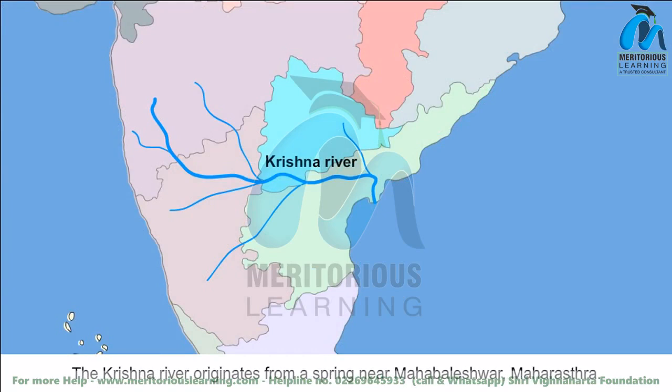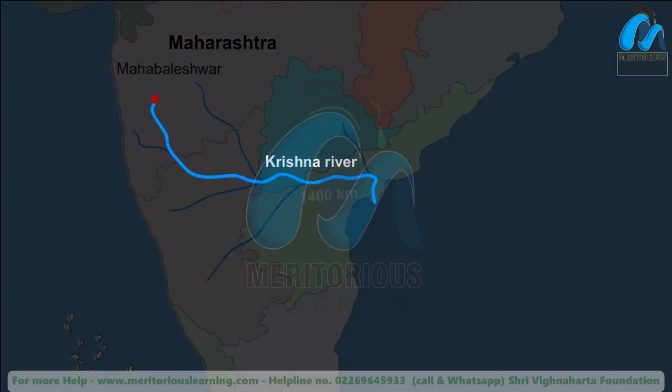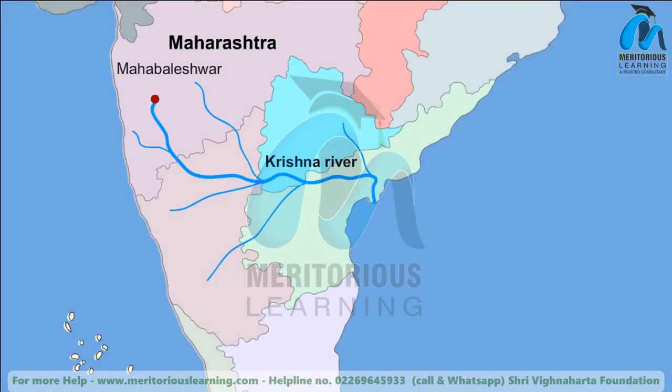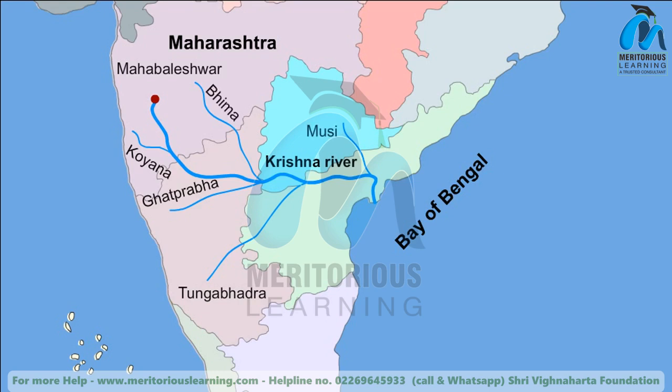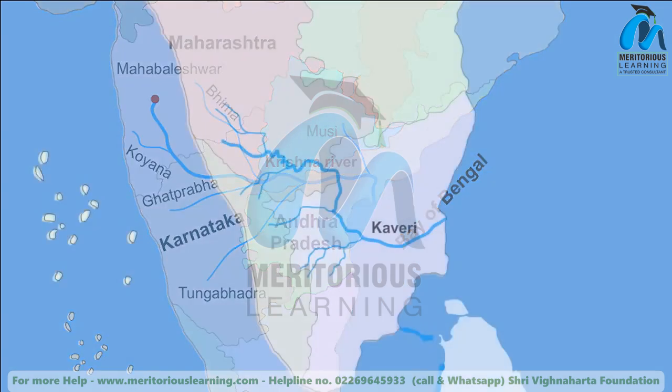Krishna Basin. The Krishna River originates from a spring near Mahabaleshwar in Maharashtra. It is 1,400 kilometers long and flows into the Bay of Bengal. Its major tributaries include the Tungabhadra, the Koyna, the Ghat Prabha, the Musi and the Bhima. Its drainage basin is spread in Maharashtra, Karnataka and Andhra Pradesh.